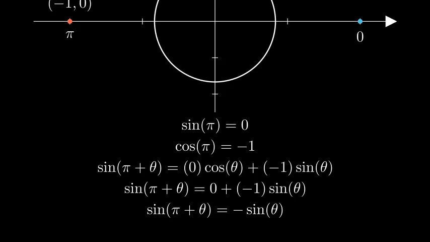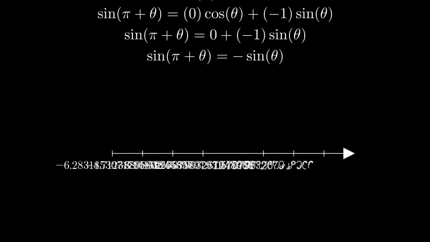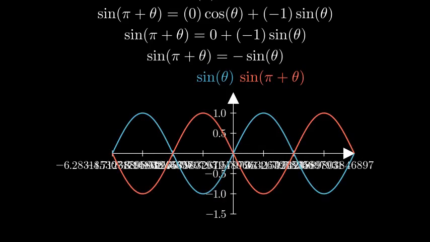Let's verify this visually with a graph. The blue curve shows sine of theta, and the red curve shows sine of pi plus theta. Notice how the red curve is a reflection of the blue curve across the x-axis, which confirms our proof that sine of pi plus theta equals negative sine of theta.